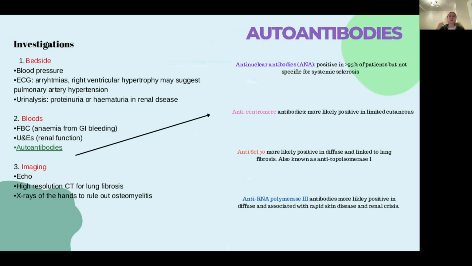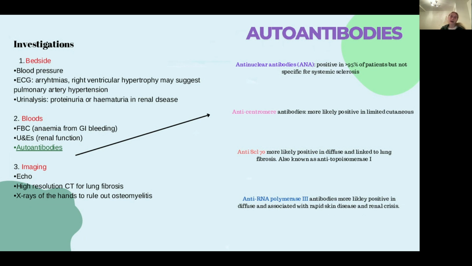So at the bedside, you can do blood pressure. So this can lead you to a diagnosis of a renal crisis. You can do an ECG to look at any heart involvement. So you might get some right ventricular hypertrophy, which you can see on an ECG if they've got pulmonary artery hypertension. Then urinalysis as well to look for renal involvement. So that can be things such as proteinuria or hematuria.